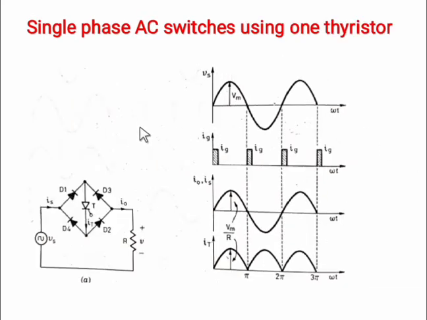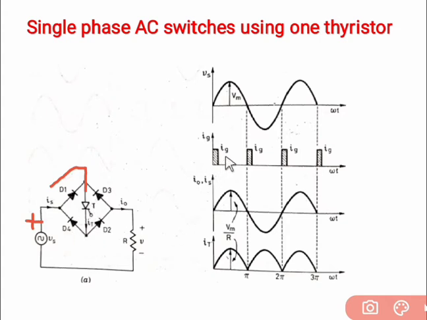If we replace two thyristors by one thyristor, we have to connect the thyristor in such a manner. This is the bridge connection of diodes, in which only one thyristor T is connected. During the positive half cycle, diode D1 is in forward bias conditions and diode D3 is in reverse bias condition. Now current will flow to this point, but thyristor T is in off condition, so no current will flow.